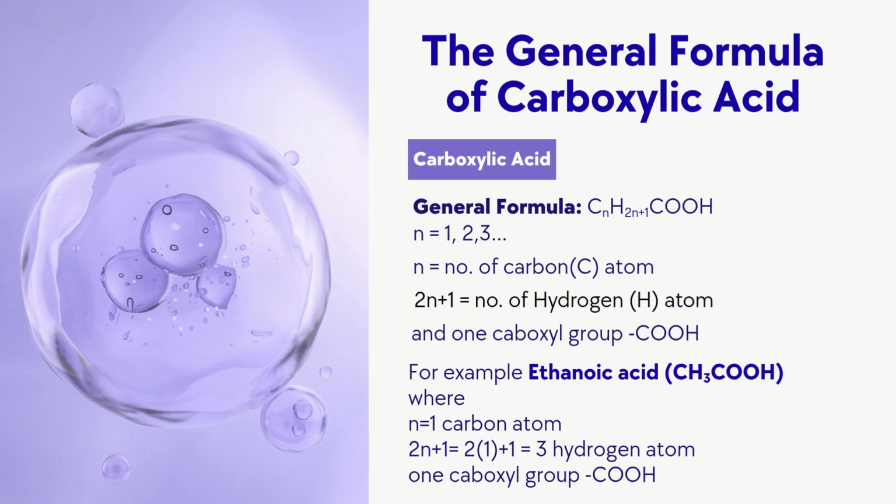Now let's discuss the general formula of carboxylic acid. That is CnH2n+1COOH. The value of n can be 1, 2, 3 and so on. n shows the number of carbon atoms. 2n+1 shows the number of hydrogen atoms and 1 carboxyl group COOH. For example, ethanoic acid, CH3COOH, where n equals 1 carbon atom. 2n+1 equals 2 times 1 plus 1 equals 3 hydrogen atoms. Here you have seen that the number of carbons was taken as 1 for the formula. The carbon of the carboxyl group, COOH, is not included when taking the value of n.